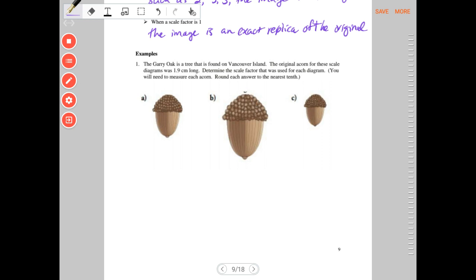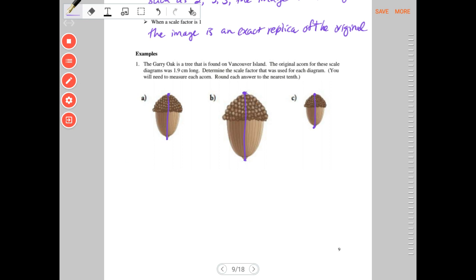So when you go to measure, you want to start here at the top and measure to here at the bottom. So you're looking at this distance right here on all 3 of your acorns. So if you would like to pause the video at this time and actually measure the length of your acorns, that would be awesome. Start her up again when you're ready to check your answers.